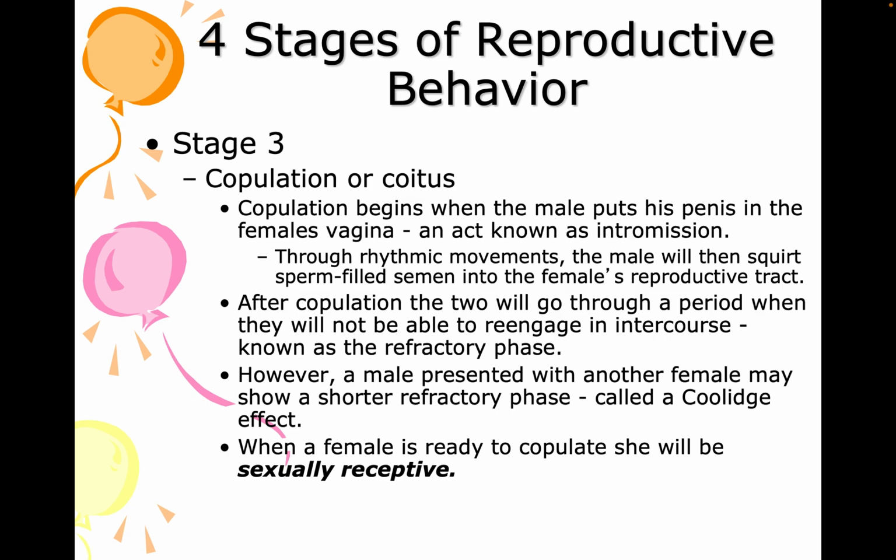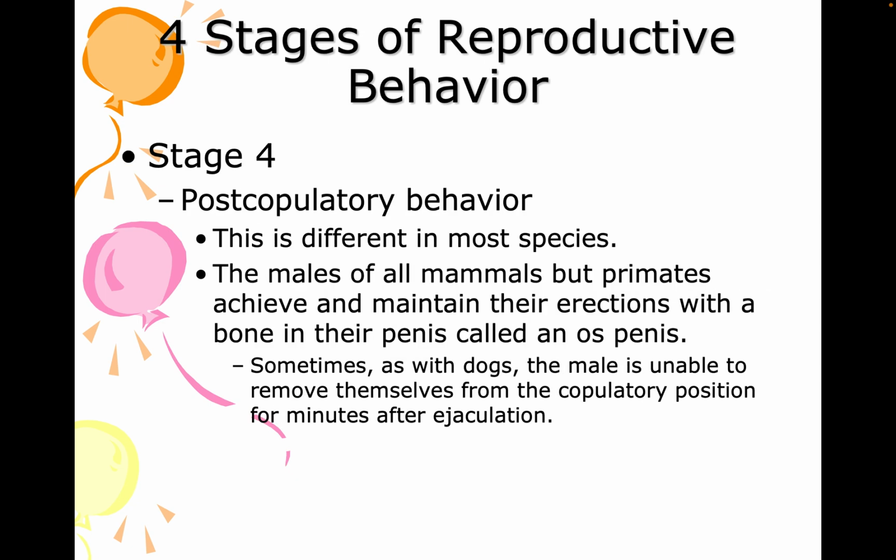Anyway, Coolidge effect. When a female is ready to copulate, she will be sexually receptive, of course. Stage 4 is post-copulatory behavior.